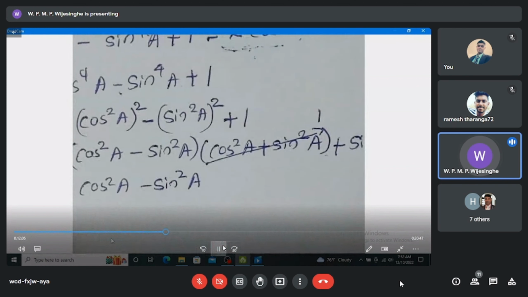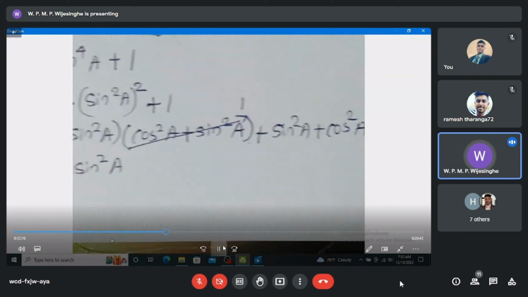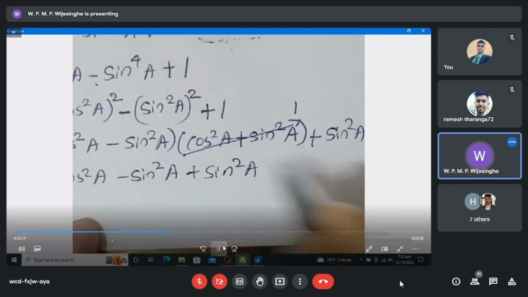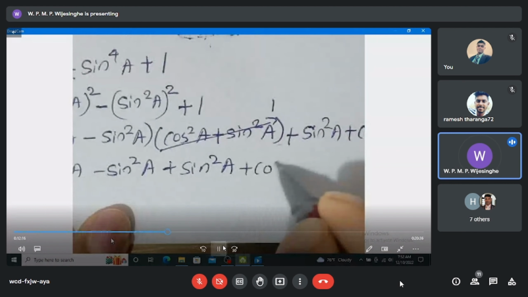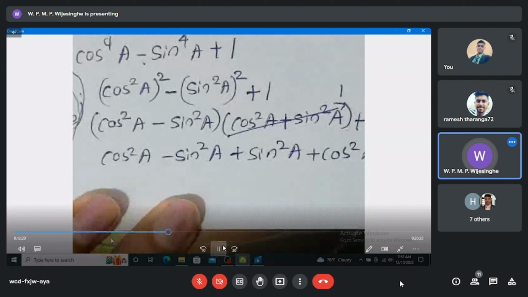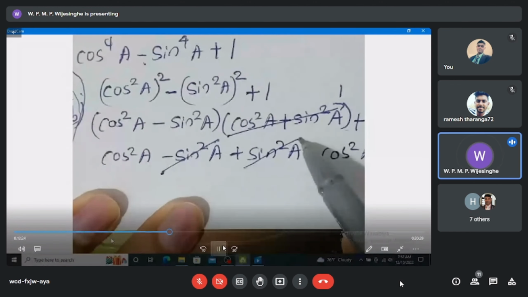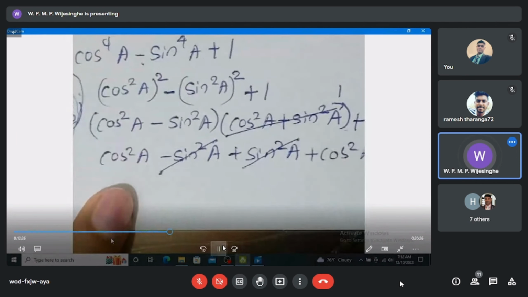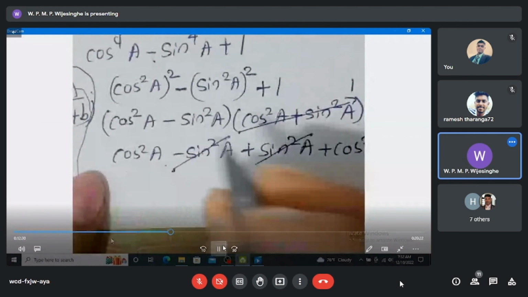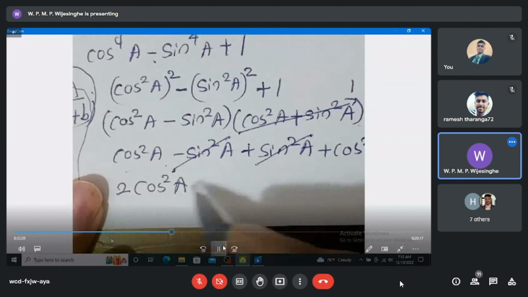Cos square A minus sin square A. Here it is sin square A plus cos square A plus sin square A plus cos square A. Then here minus sin square plus sin square is cancelled off. It remains cos square A plus cos square A. Then it is 2 cos square A.